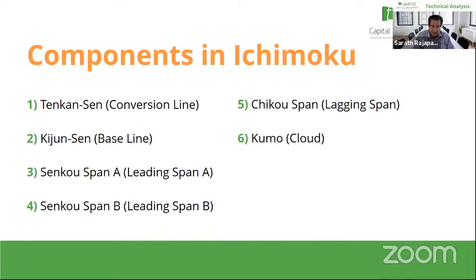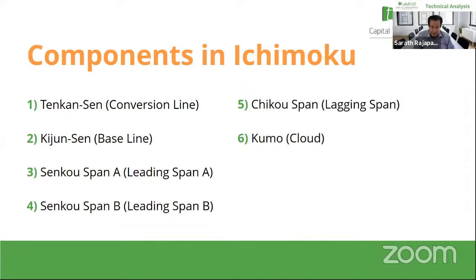It consists of 5 lines, 1, 2, 3, 4, 5. If there are any Japanese participants at this seminar, they can correct me for my pronunciation, because Japanese pronunciation is rather different from English. So there are 5 lines: Tenkan-Sen, Kijun-Sen, Senkou span A, Senkou span B, and the Chikou span, right?